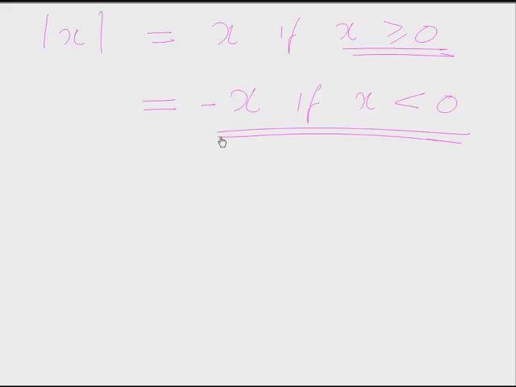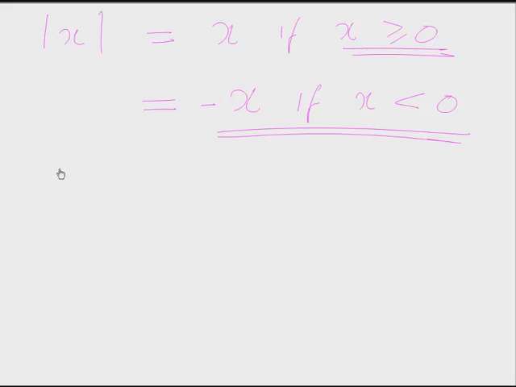Let's enshrine this as a rule. Given x, the absolute value of x is x if x is greater than or equal to 0. If x is 0 or positive, then the absolute value of x is itself. However, if x is negative, then the absolute value of x is not x, because x is negative. The absolute value of x is the negative of x, because that's how I make a negative value positive, by negating it. So if x is less than 0, then the absolute value of x is negative x.